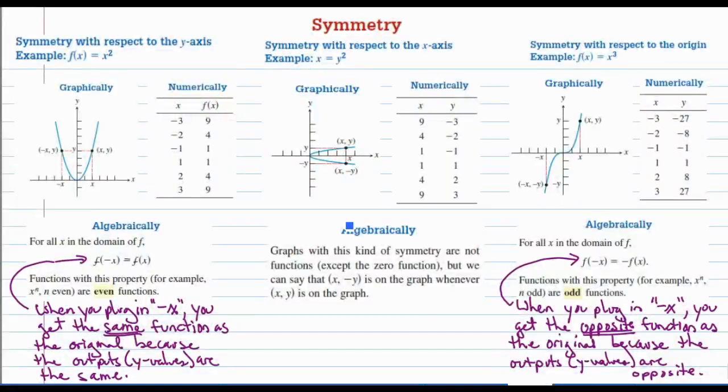This is the screencast for section 1.2, example 9, symmetry. I know there is a lot going on this page, but symmetry is kind of a difficult concept to work out and figure out, but it's even harder to understand why it occurs. So we're going to look at each of these examples of symmetry graphically, numerically, and algebraically.